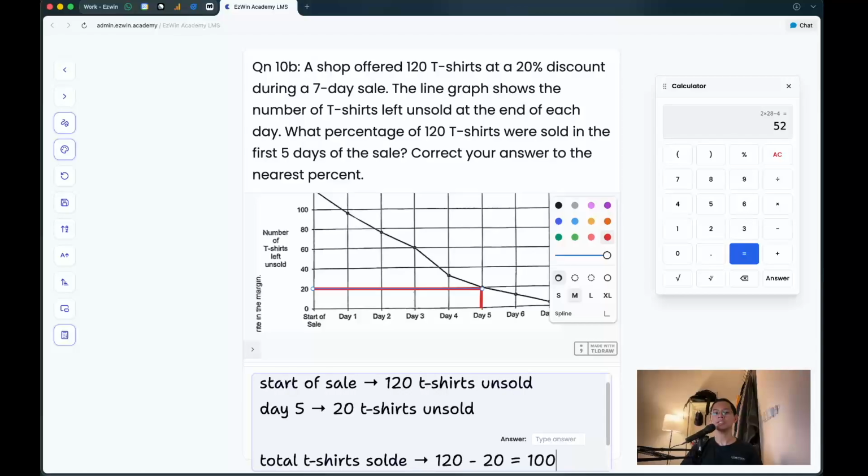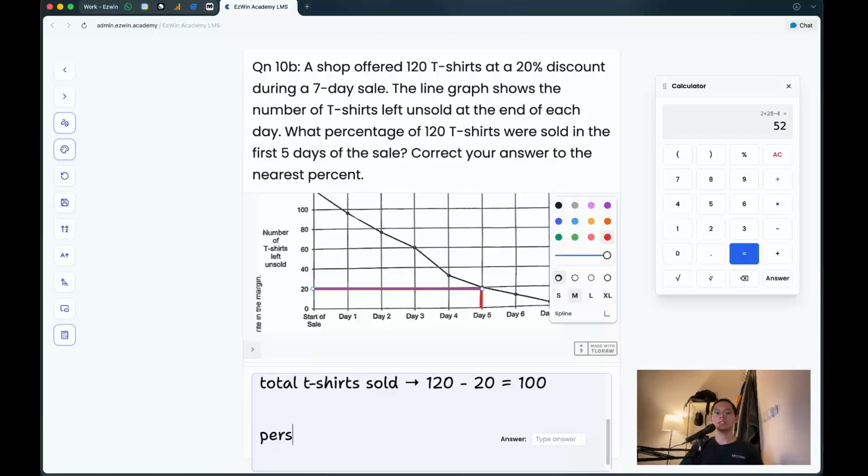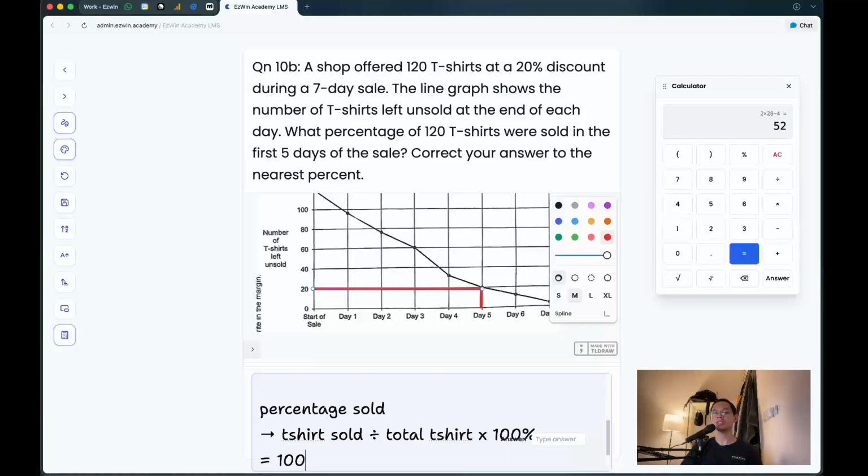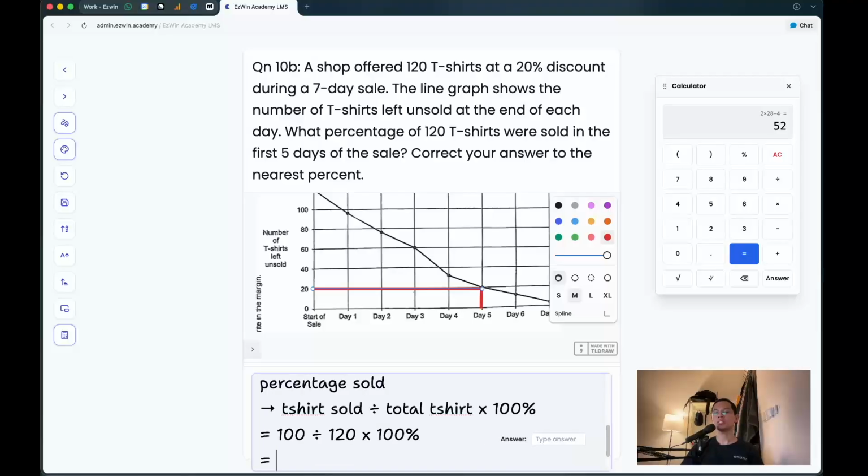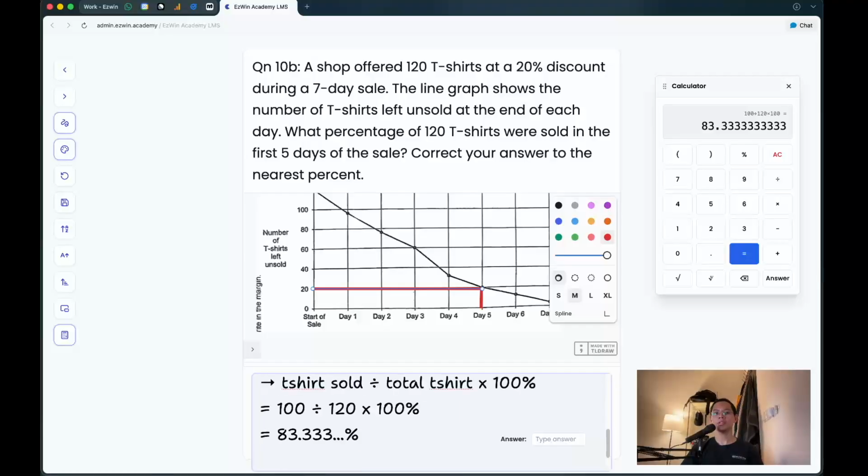This gives us 100. So percentage sold is basically total t-shirts sold divided by total t-shirts times 100%. In this case, it is 100 divided by 120 times 100%, which will be equal to 83.333... percent. And we need to correct our answer to the nearest percent, which will be 83%.